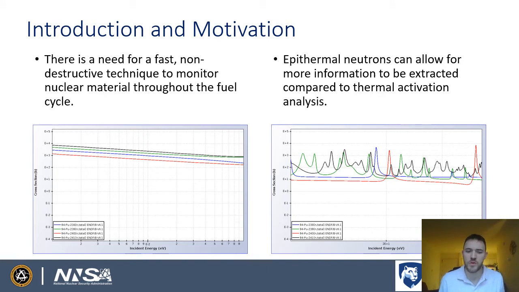Whereas in the epithermal energy region from 0.1 to 40 electron volts, for which this chopper is being designed, different resonance peaks can actually be distinguished and are multiple orders of magnitude different between the isotopes. So this can actually allow for preferential activation of a specific isotope.